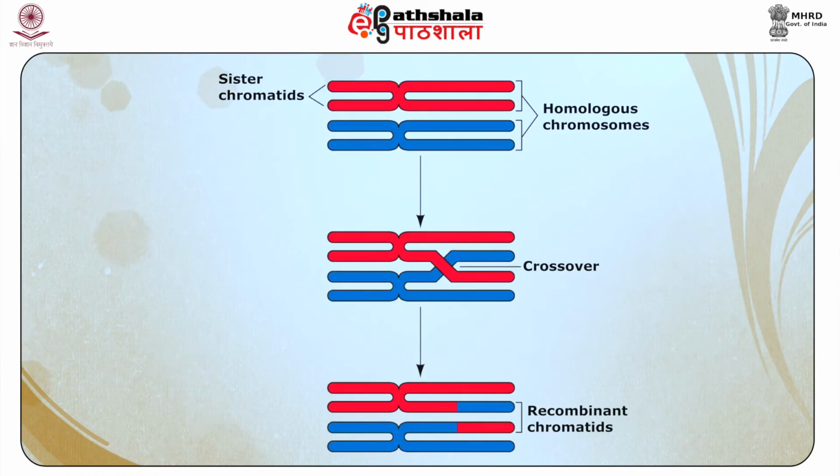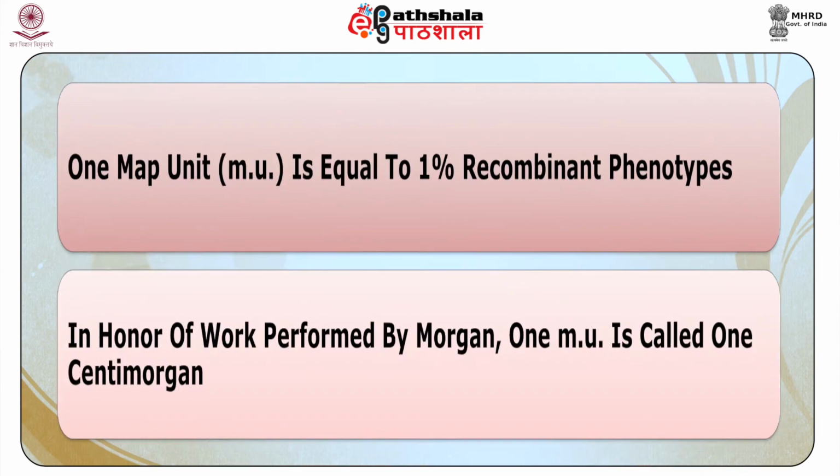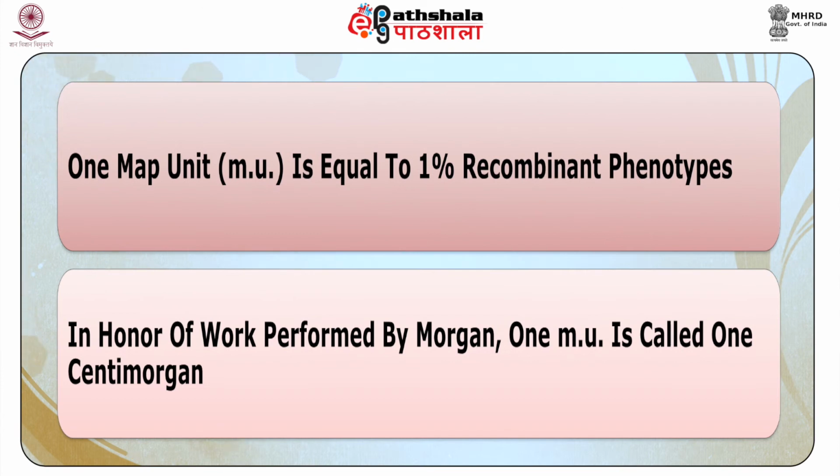How can we decide how close two genes are on a chromosome? Because fewer crossover events are seen between two genes physically close together on a chromosome, the lower the percentage of recombinant phenotypes that will be seen in the test cross data. By definition, one map unit is equal to 1% recombinant phenotypes.